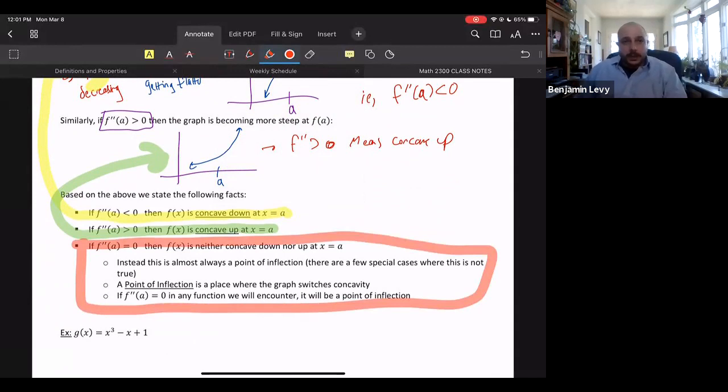No concavity is almost, mathematicians love coming up with special cases of things where they don't fit the definition. But for our purposes, in our basic introduction to calculus class, second derivative being 0 is going to mean a point of inflection. And as it says right here, a point of inflection is where the graph switches concavity.